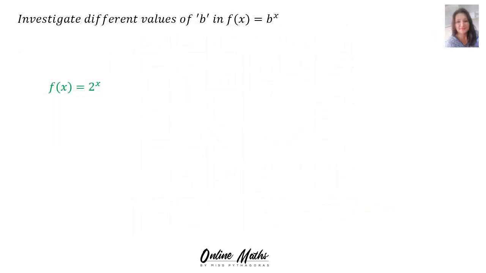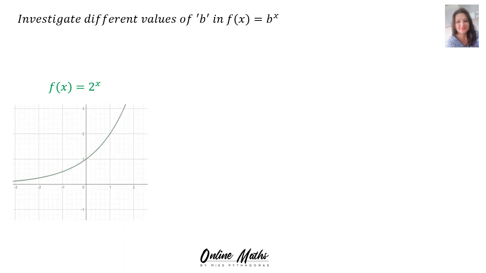Now in this slide, we will investigate different values of b in f of x is equal to b to the power of x. Now the first one that we will sketch here is f of x is 2 to the power of x, the basic graph. Now, on top of that one, on the same system of axes, we will sketch the graph g of x is equal to 3 to the x.